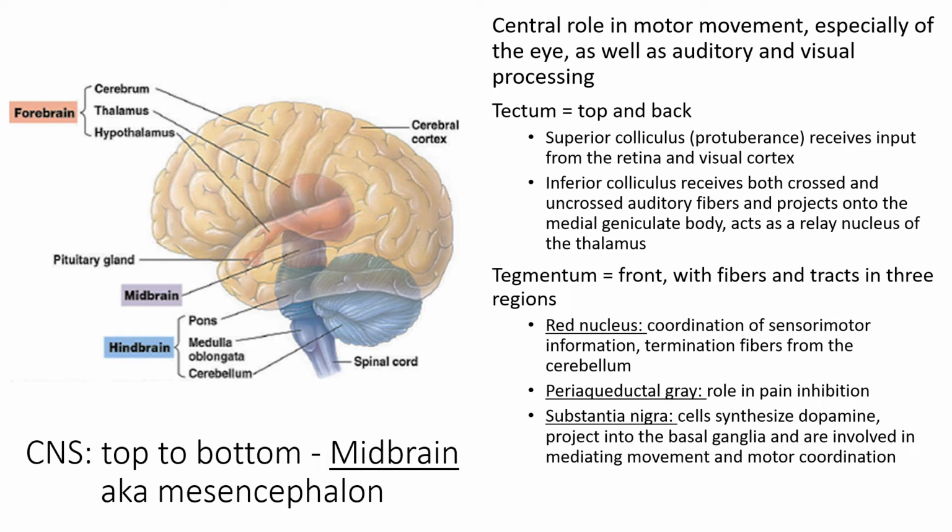So the 3 areas are the red nucleus, the periaqueductal gray, and the substantia nigra. Many of you have already heard of some of these places, especially the substantia nigra when we talk about things like Parkinson's, because this area regulates motor movement and motor coordination. The red nucleus coordinates sensory motor information. The periaqueductal gray plays a huge role in pain inhibition, and of course the substantia nigra is where dopamine is synthesized.